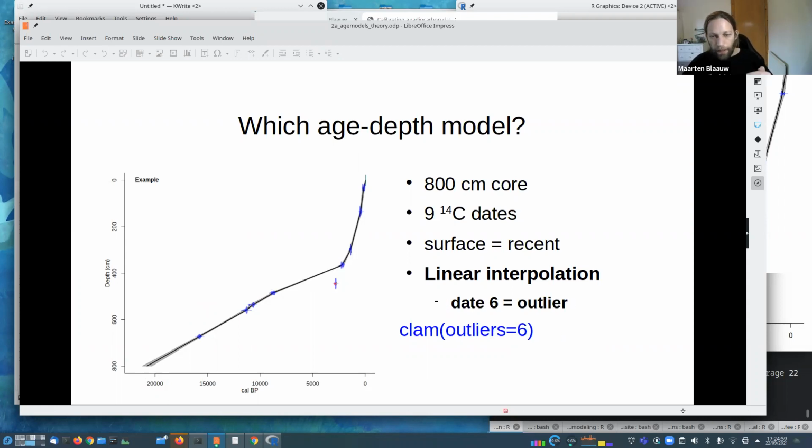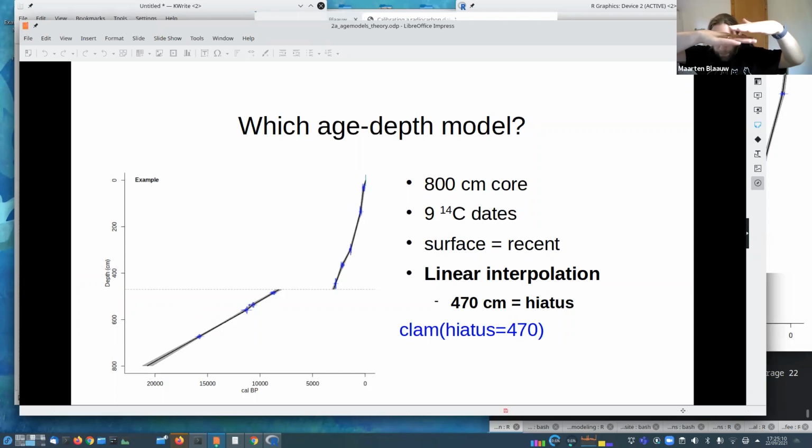You can also assume something else having happened, for example, that there might have been a hiatus. So the site has been accumulating, and then there's a gap. Perhaps the lake lowered, the water level lowered, and there was no accumulation of sediment, or it was accumulating and then that was taken away by some event, and then afterwards the lake starts accumulating again. You can do that by typing clam hiatus equals 470. Okay. So that looks quite nice, I think.